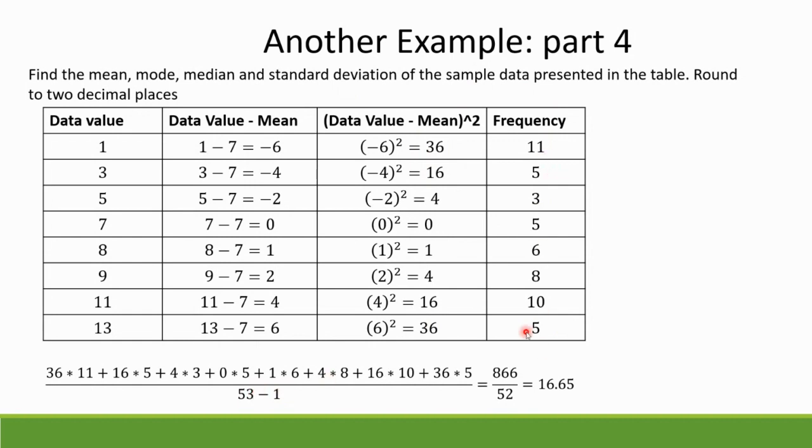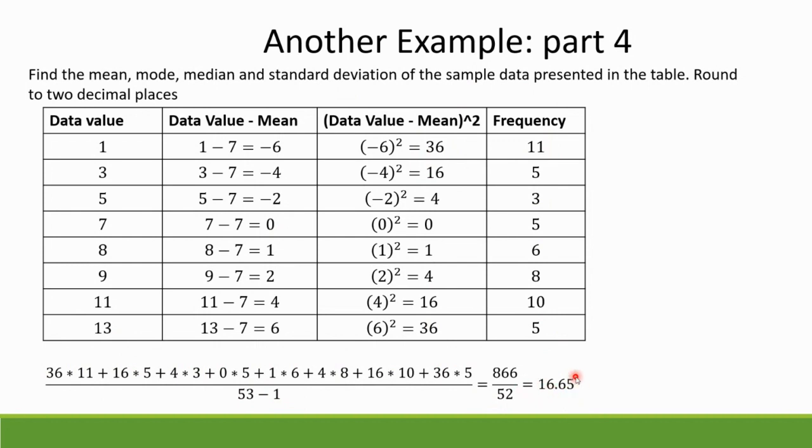Now, since we have the frequencies, instead of listing all the data, we just multiply by the frequency. So we have 36 times 11, 16 times 5, 4 times 3, 0 times 5, and so on. You add up all these products, and you divide by 52. And you end up getting this.